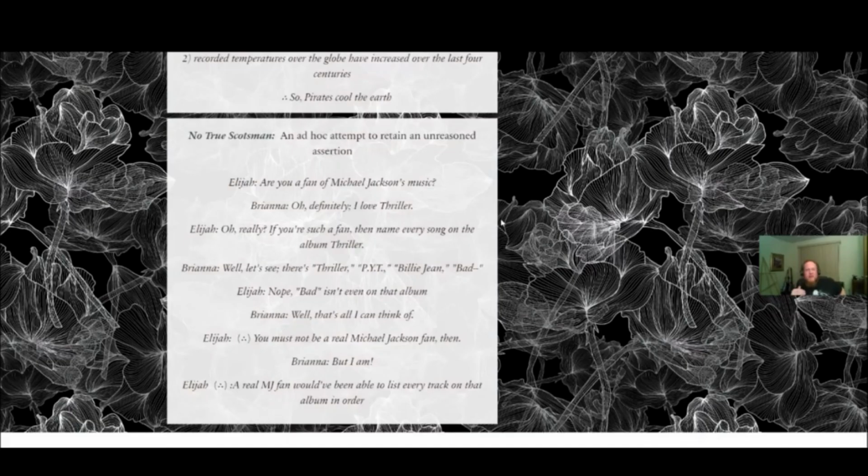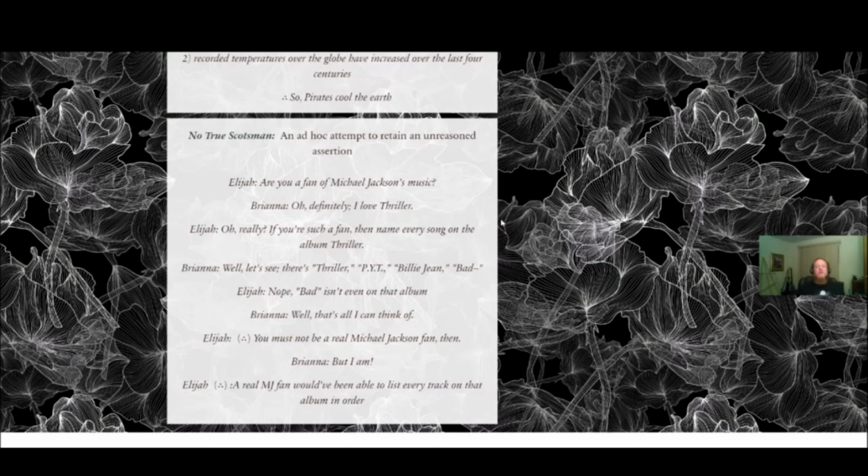No true Scotsman. You basically keep coming up with your own special version of a definition to make something work. So consider this conversation between Elijah and Brianna. Elijah says, hey, are you a fan of Michael Jackson's music? And Brianna says, oh yeah, I love Thriller. And Elijah says, oh really? If you're such a fan, then name every song on the album Thriller. To which Brianna responds, let's see, there's Thriller, there's Pretty Young Thing, there's Billie Jean, there's Bad. And Elijah says, nope, Bad's not even on that album. It's on the album Bad. And Brianna's like, well, that's all I can think of.